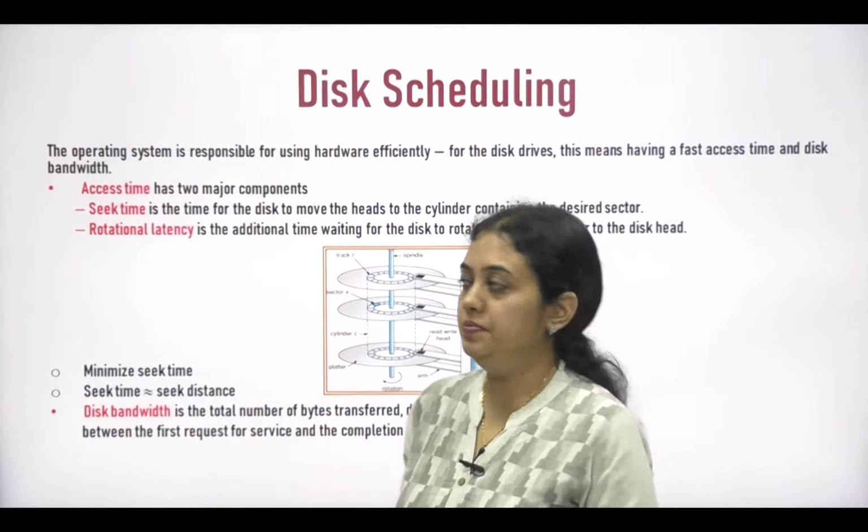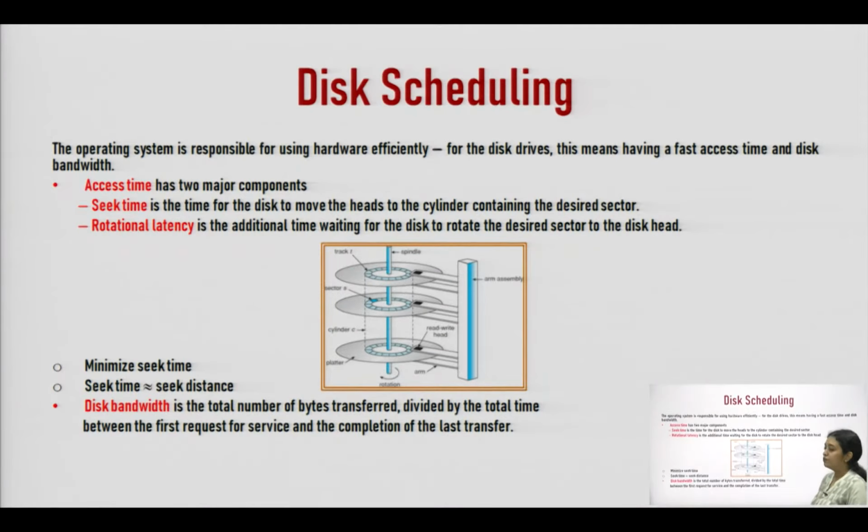Today in this lecture, we are going to cover the topic disk scheduling. When we talk about I/O management, a very major term that we use is disk scheduling. Using disk scheduling, we can decide how to service the I/O requests that are coming. Basically, the operating system is responsible for using the hardware efficiently for the disk drives. This means having a fast access time and disk bandwidth.